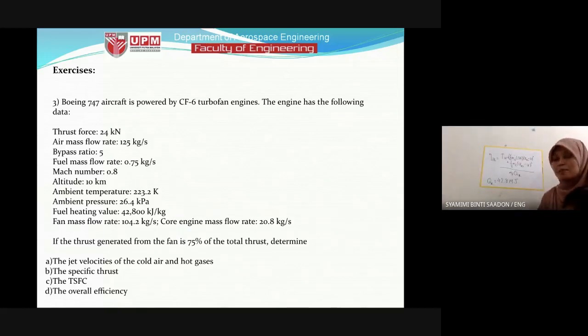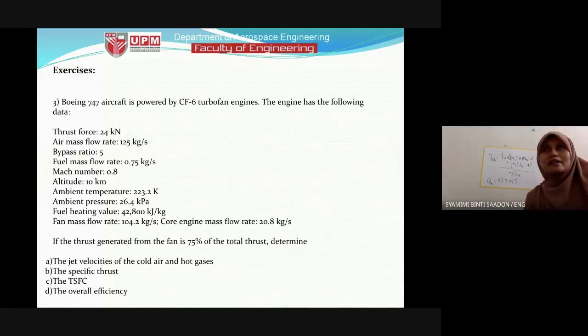So for thermal efficiency, the definition is the ratio of the power given to the engine airflow, over the rate of energy supplied by the fuel. The rate of energy of the fuel is m dot f times the fuel heating value. The fuel heating value is given here.